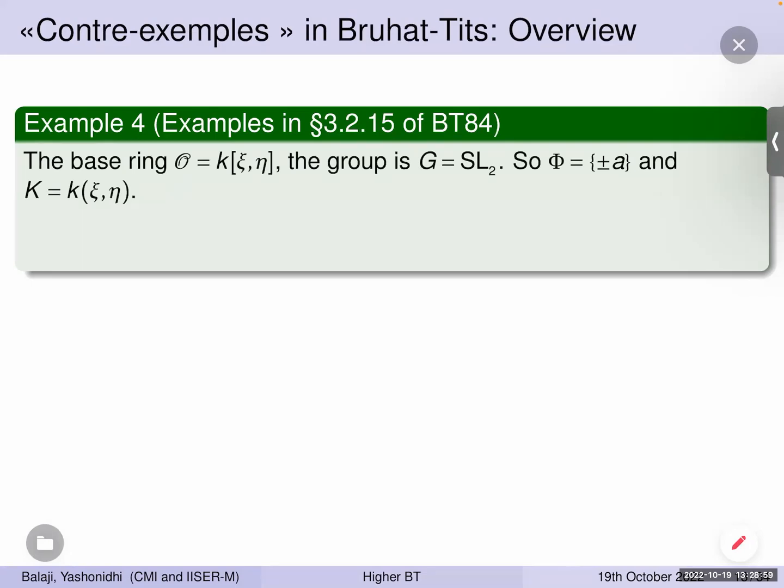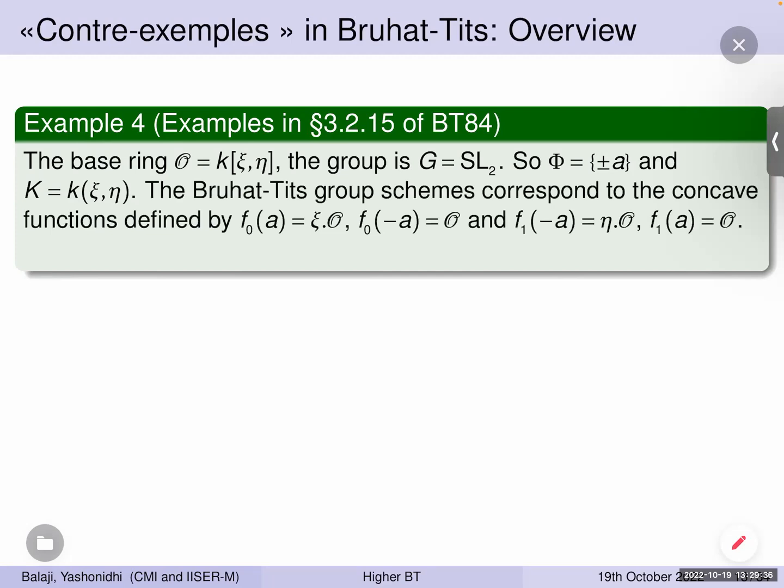So the base ring is O, which is a polynomial ring in C and eta. I wanted to stick to Bruhat-Tits notation, so exceptionally in these counterexamples, O is denoted like this. It's no more a DVR. I'm abusing notation here. The group G is SL2. So the root system phi is plus minus A, and the quotient field is little k round bracket C and eta.